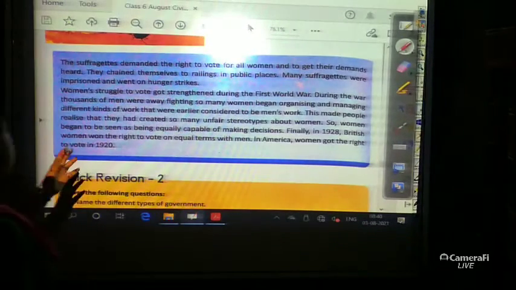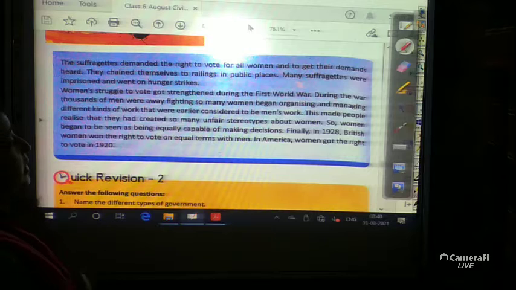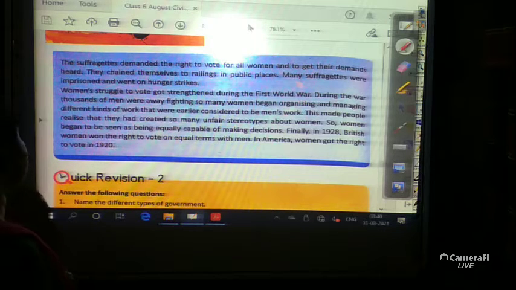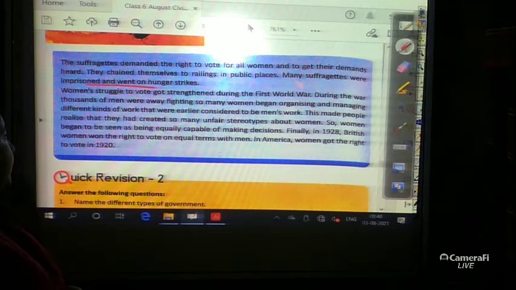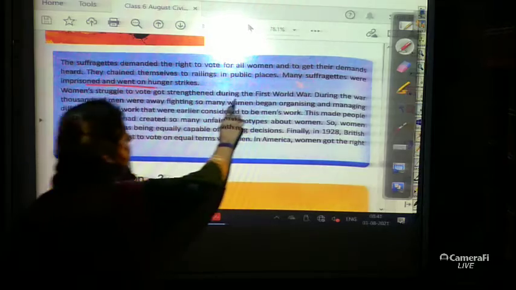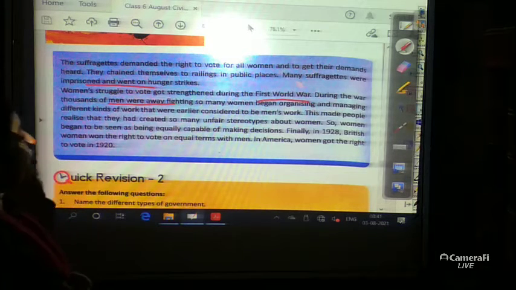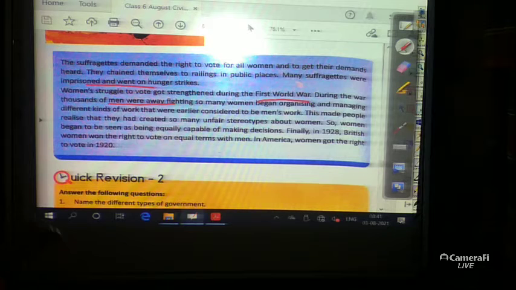The suffragettes demanded the right to vote for all women, and to get their demands heard they chained themselves to railings in public places. Many suffragettes were imprisoned and went on hunger strikes. Women's struggle to vote got strengthened during the First World War. During the war, thousands of men were away fighting, so many women began organizing and managing different kinds of work that were earlier considered to be men's work. This made people realize that they had created many unfair stereotypes about women. Women began to be seen as equally capable of making decisions.